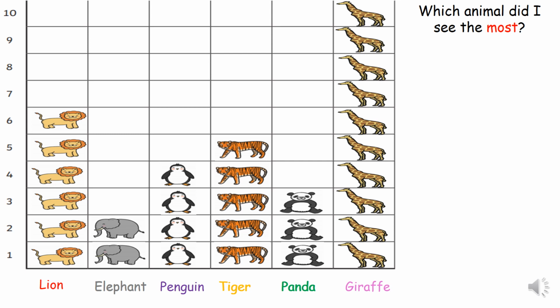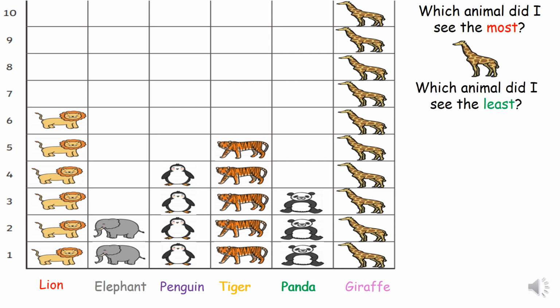So which animal did I see the most? Have a look at the pictogram, and can you see which animal we saw most often? That means which was the largest number. It was the giraffes because we saw 10 giraffes, and that was a much larger number than any of the other animals.